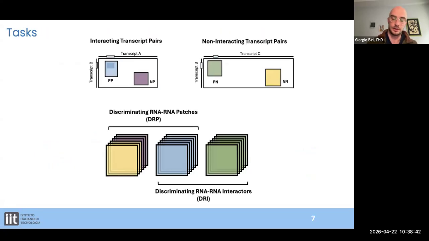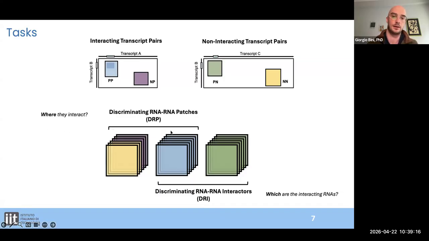So based on the different composition of the window that we sample, we can design an evaluation setup that allows us to approach RNA-RNA interaction prediction from two different but complementary perspectives. So we identified two main tasks. One is discriminating RNA-RNA patches, and one is discriminating RNA-RNA interactors. And intuitively, they answer two different questions.